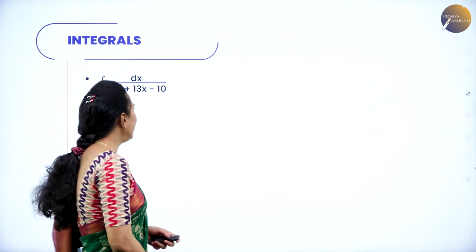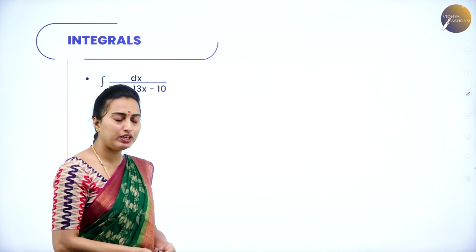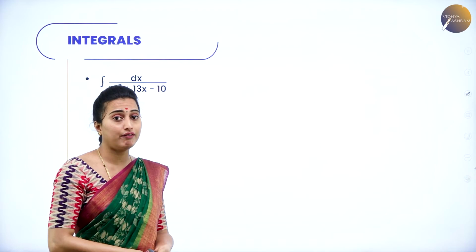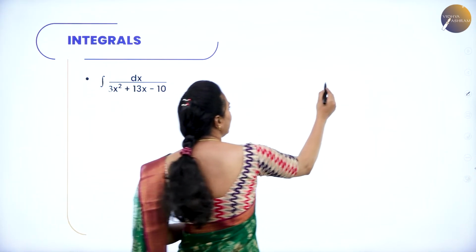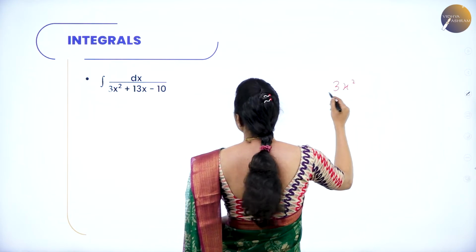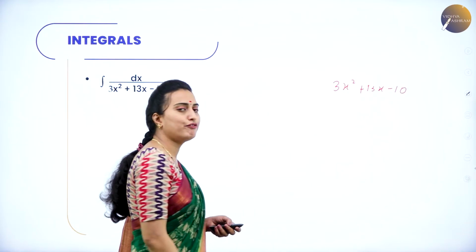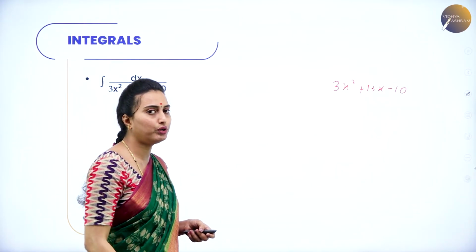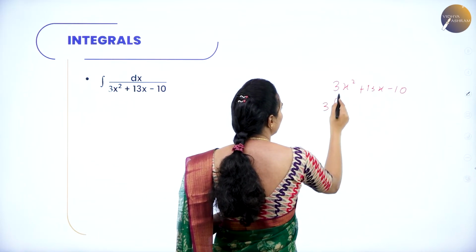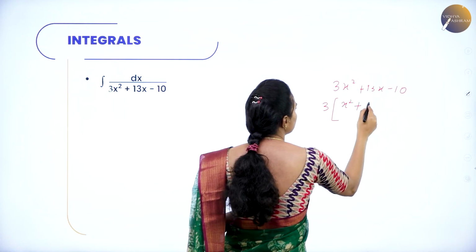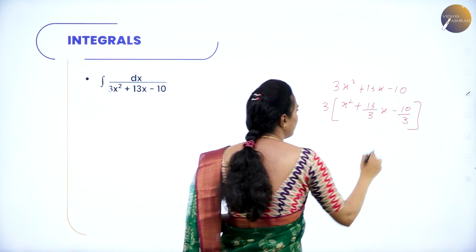What they've asked: integral of dx divided by 3x squared plus 13x minus 10. Now, dear students, you have to reduce the given expression to a perfect square. Reducing to that form, you write 3x squared, whatever is given, plus 13x minus 10. Now, I want to make the coefficient of x squared as 1. What do I need to do? Divide throughout by 3. Otherwise, if you take 3 outside, x squared plus 13 by 3 into x minus 10 by 3. I hope you understood this one.